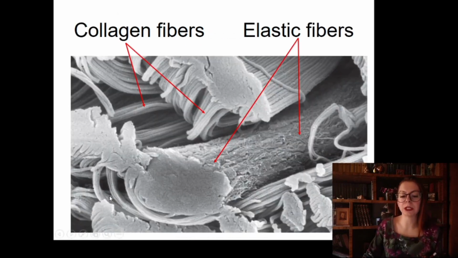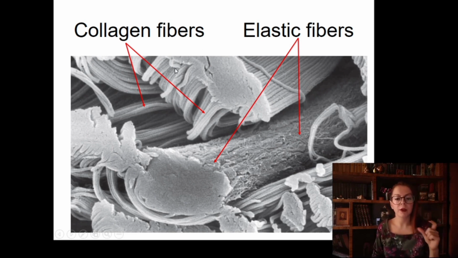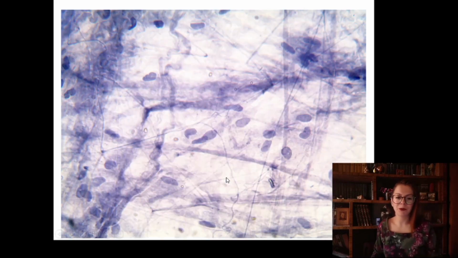And here is what we can see under the scanning electron microscope: the elastic fiber with microfibrils on its surface and amorphous elastin inside, and collagen fibers with thin fibrils with cross striations. So notice fibrils connected together form a thick fiber, which is much thicker than the elastic fiber itself. Okay, and here is the next specimen.